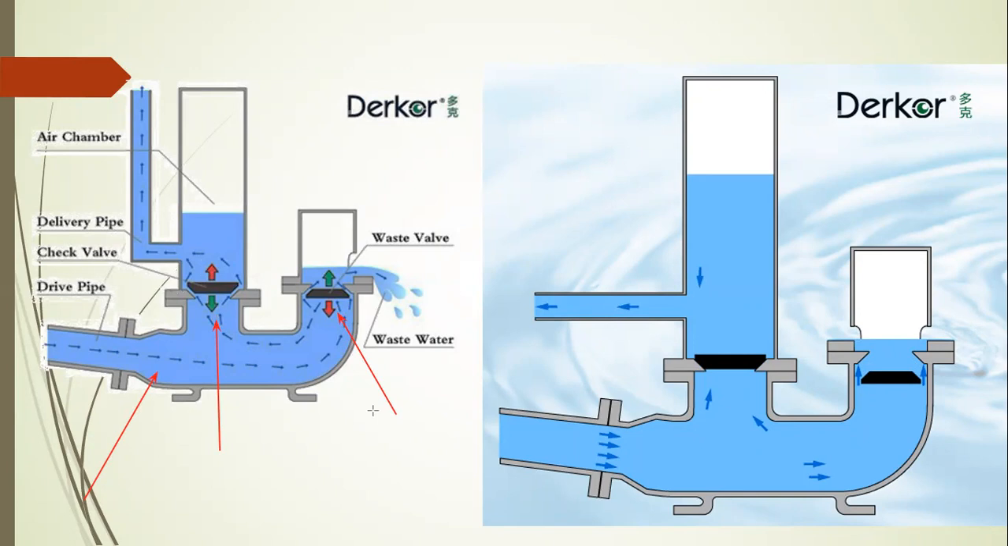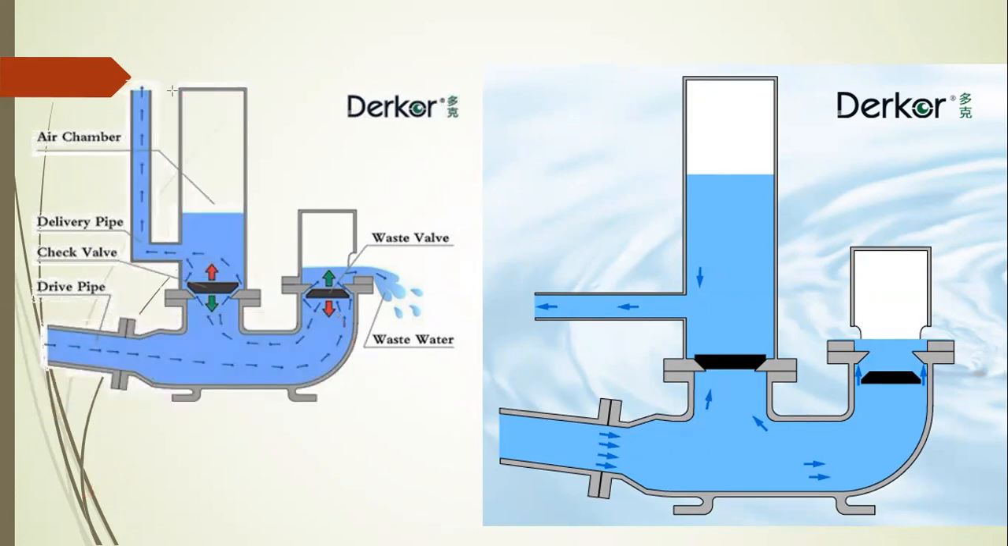If the pressure becomes higher, some of the water comes out from the valve. This is the waste valve. This portion is known as the air chamber, and this portion is the delivery line. And this portion is known as the main line, where the water comes out from this place.